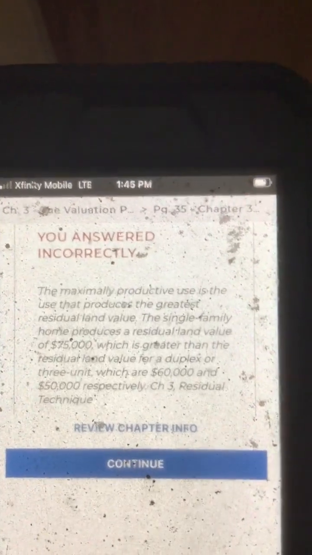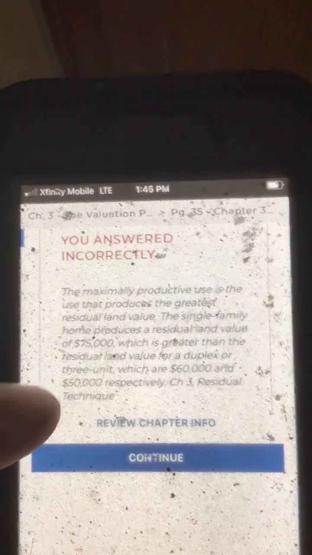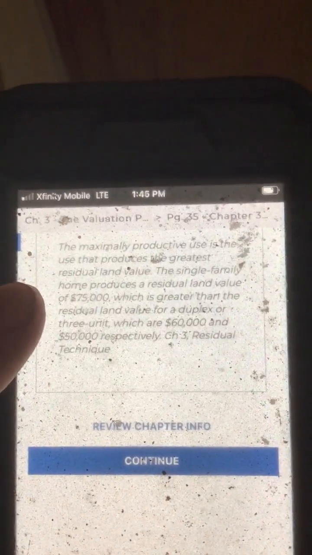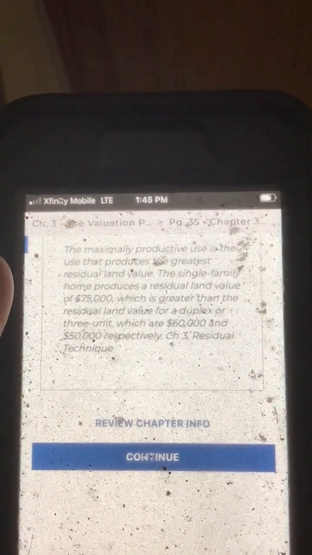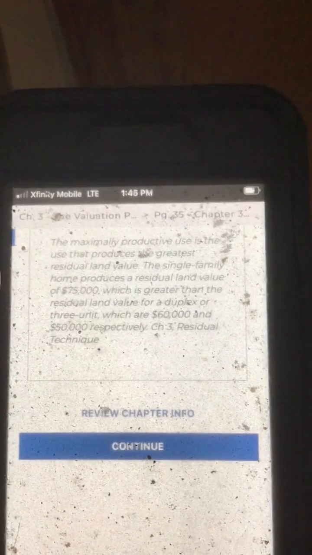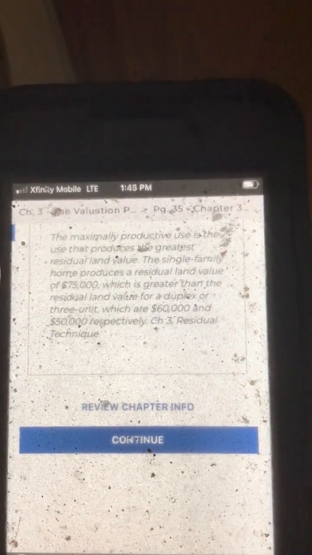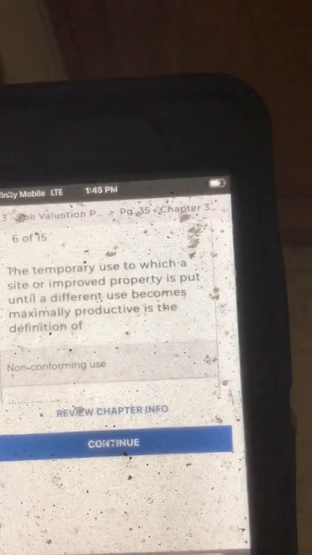The maximally productive use is the use that produces the greatest residual land value. The single family home produces a residual land value of $75,000, which is greater than the residual land value for a duplex or 3-unit, which are $60,000 and $50,000, respectively. Chapter 3, Residual Technique.